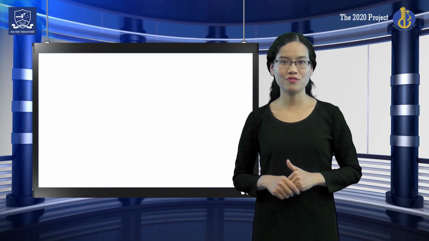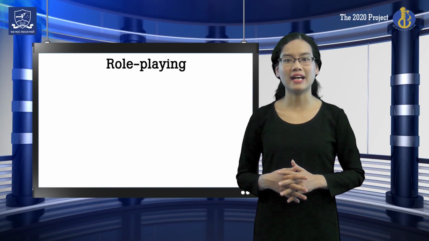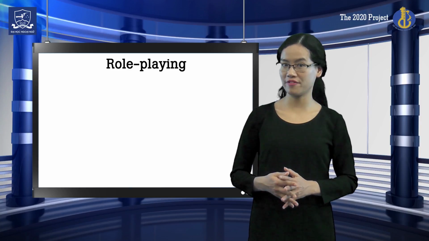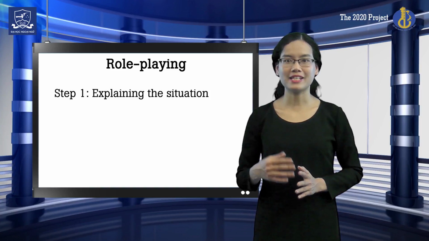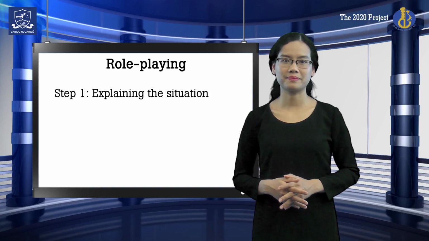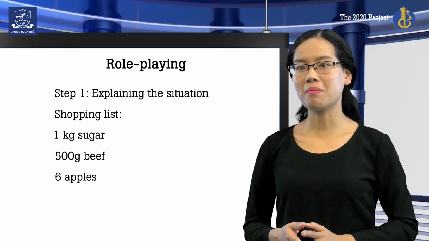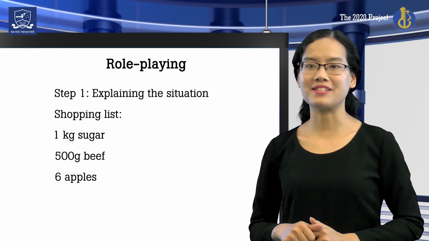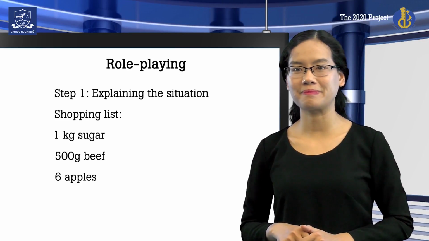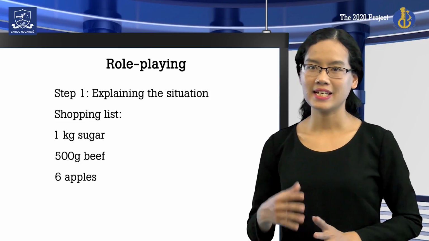Now, we are going to follow the steps in role playing to practice countable and uncountable nouns and quantifiers. The first step, explaining the situation. Teacher may say, "You are going to the market to buy some food. Think for a moment about the things you will buy. Tell me one of the things you want to buy."